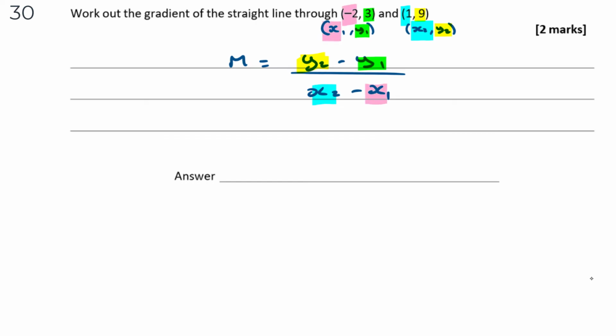So subbing those carefully in, y2 is 9 minus y1, which is 3, divided by x2, which is 1, minus -2 for x1. Okay, so I've got 9 minus 3 over 1 minus -2. Well, 9 minus 3 is 6. 1 minus -2, 1 minus negative is the same as adding, it's 1 plus 2, that's 3. So 6 divided by 3 gives me a gradient of 2. Gradient is 2. So that's all, we've reached the end of the paper.